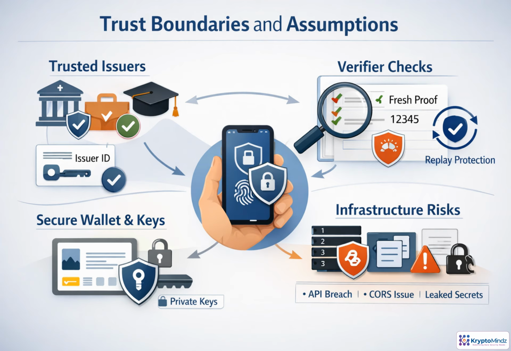Strong cryptography does not make a credential system automatically trustworthy. Trust comes from a documented trust model. Define which issuers count, how their identifiers and keys are resolved, and who can revoke or update that trust. Then define holder duties, such as protecting private keys, wallets, and credential storage. Verifiers also need assumptions for freshness, challenges, and replay prevention. Finally, include infrastructure in the boundary. APIs, cores, secrets, and TLS can all affect the model.